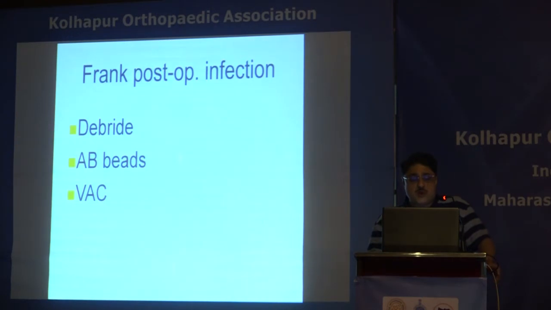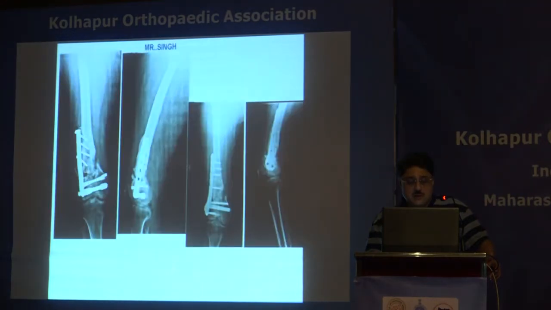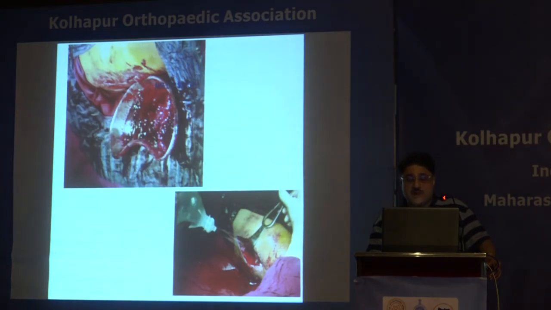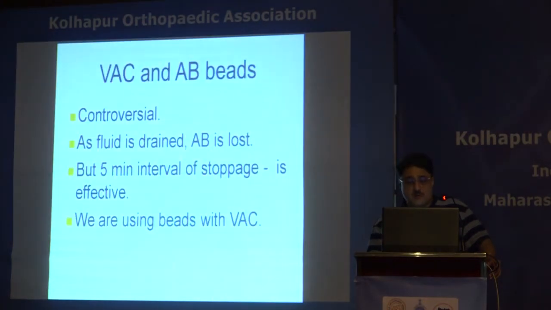So frank post-operative infection, debride, and you can use antibiotic beads and VAC. Weber used it in acutely infected THRs and TKRs also, with satisfactory results. This was a patient who came to us with an infected non-union. We drained a lot of pus, the next day we put the beads, then VAC'd and closed it, and that solved the problem.